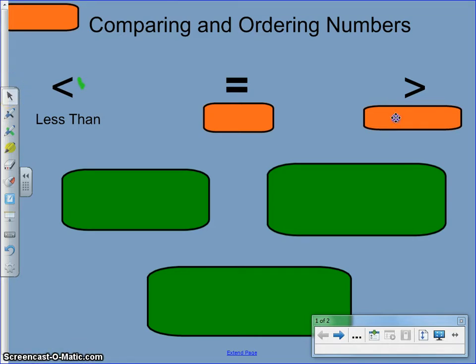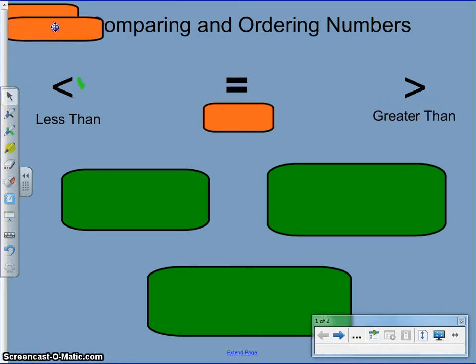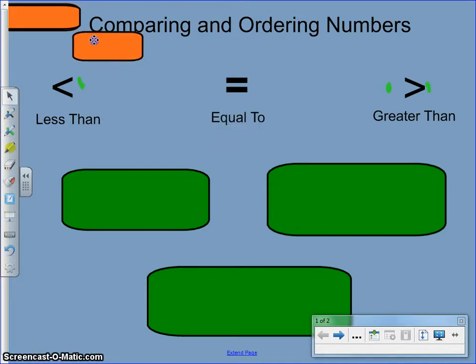If you look way over here, this is the greater than symbol, which means the bigger number is on the left. And it's the same thing. The opening of this symbol is going to face the bigger number, and the point will face the smaller number. And this will make more sense when I show you this next example. And of course, this middle symbol just means equal to. That means the numbers are equal.